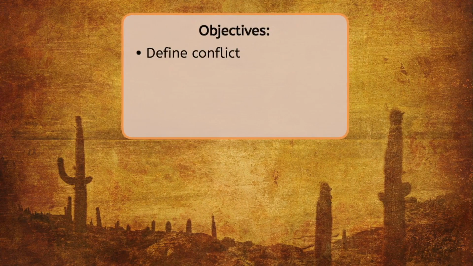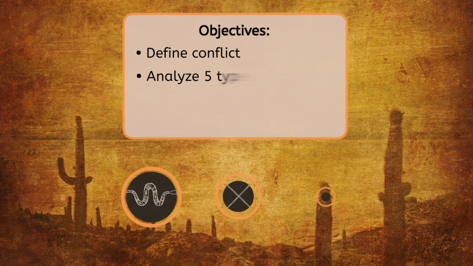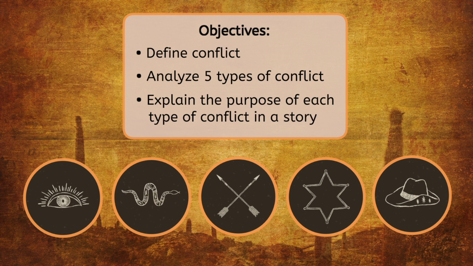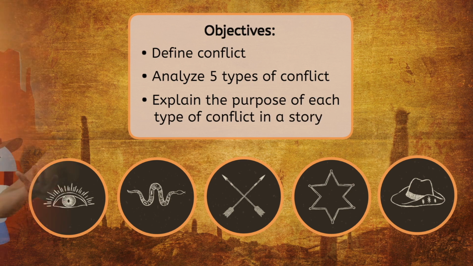Here's the game plan. In order to successfully collect our next quill fragment, we'll have to defeat 5 unique types of literary conflict. For each one, we'll need to recognize what type of conflict it is and understand the purpose it serves in a story.